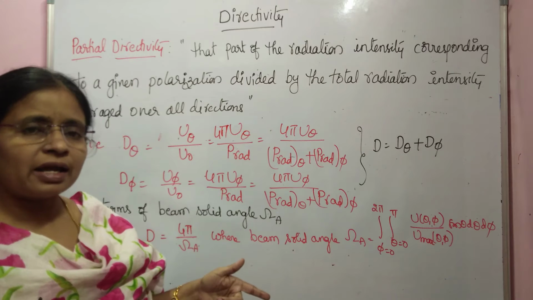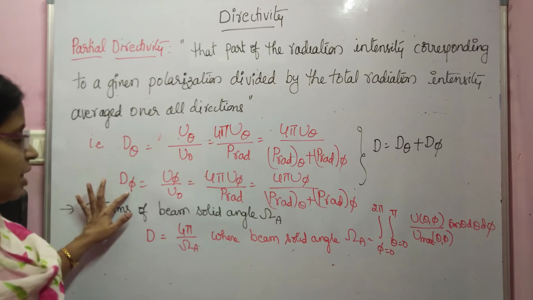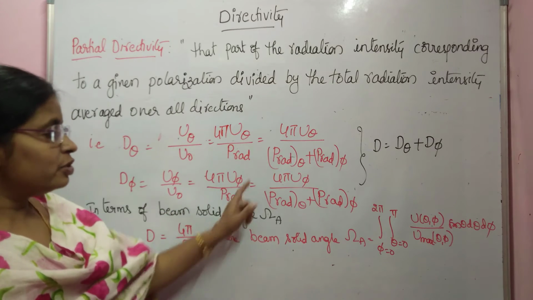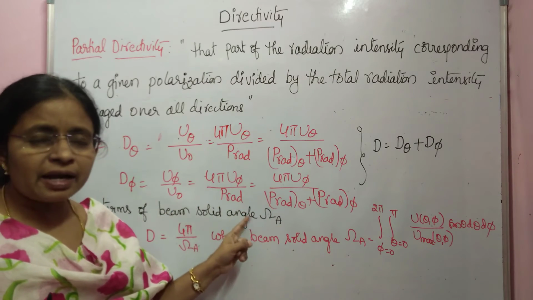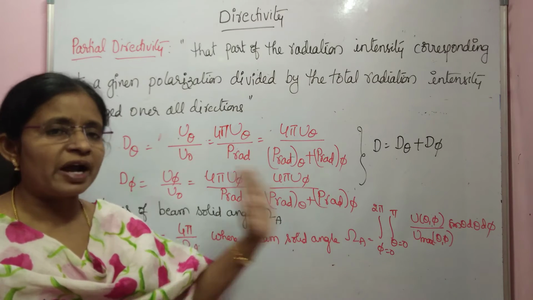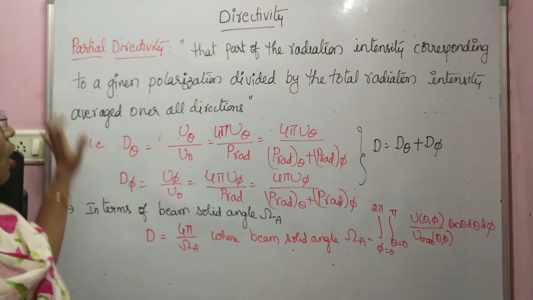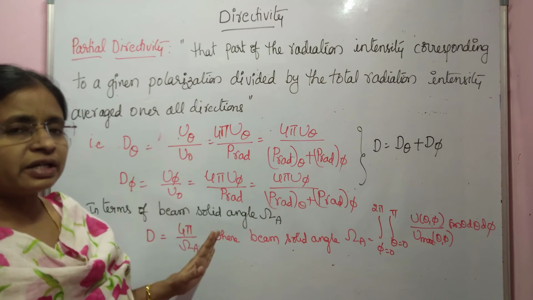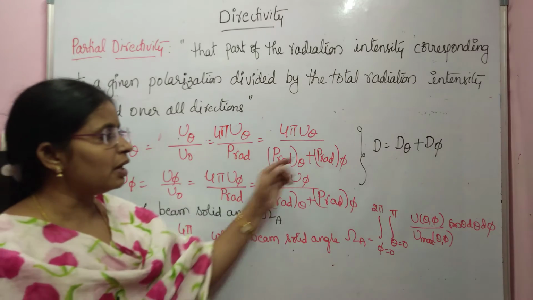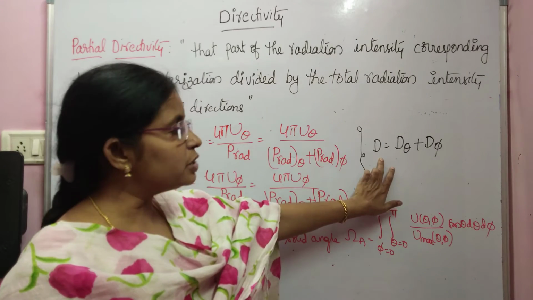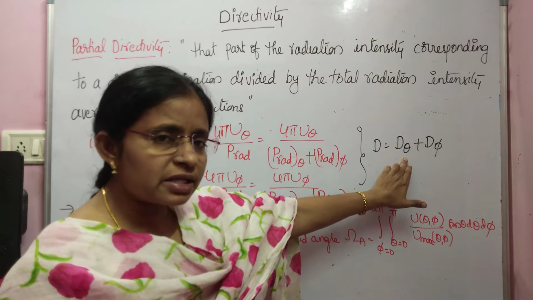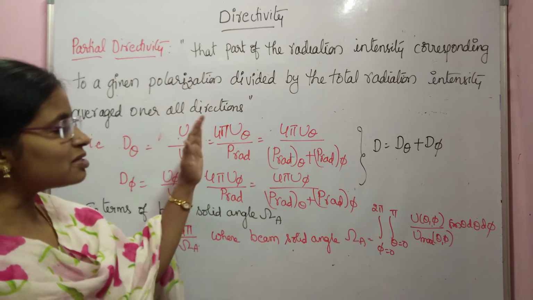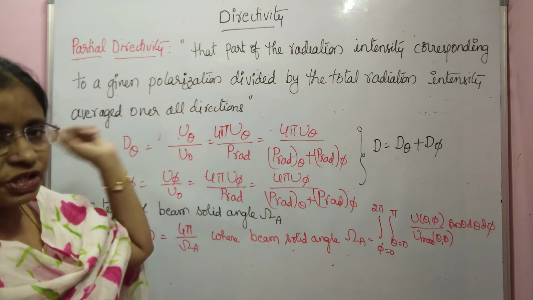Mari phi kuda alane untundi kada partial directivity. So D phi, that is U phi by U naught, again 4 pi U phi by P radiated. So it is 4 pi U phi by P radiated in theta direction and P radiated in phi direction. Okay, so these two are called partial directivities. You total directivity ni ee partial directivities use chesi kuda kanukovachu. Enti formula? The total directivity D is equal to partial directivity in theta polarization plus partial directivity in phi polarization. Okay, so this is the directivity in terms of partial directivity.